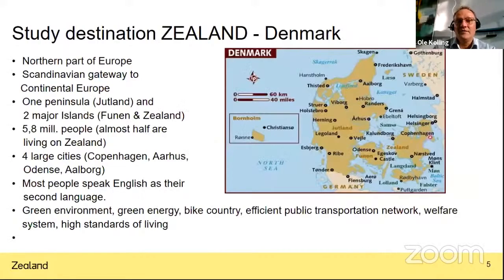Now, for those of you who don't know that much about Denmark, Denmark is a pretty small country. You can call us the gateway between Scandinavia and continental Europe. We are, in fact, a part of Scandinavia, consisting of Sweden, Norway, and Finland, and then, of course, Denmark. Denmark consists of one major peninsula, which has a mainland connection to Germany. And then you have 2 islands, the island of Fyn and then Zealand, where we are located.